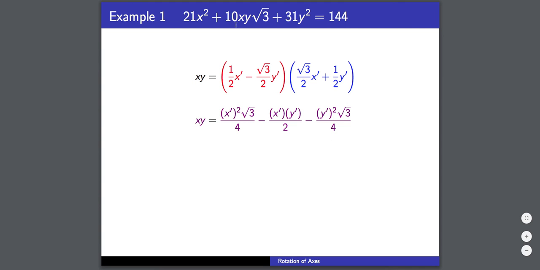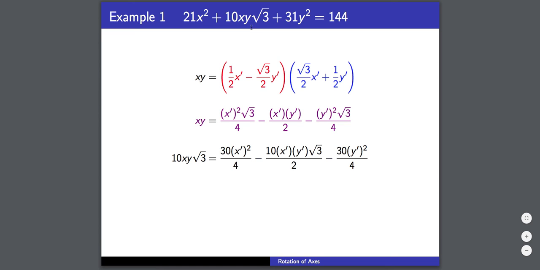Then we're going to multiply that xy by 10 times the square root of 3. So 10 times the square root of 3 times this first term gives us 30 x prime squared over 4. 10 square root of 3 times the second term gives us 10 x prime y prime square root of 3 over 2, and 10 square root of 3 times this last term gives us 30 y prime squared over 4. And I'm not going to reduce any of these fractions simply because I want to be able to combine like terms a lot easier with what we got for the 21x squared slide, the 31y squared slide, and this one here as well.